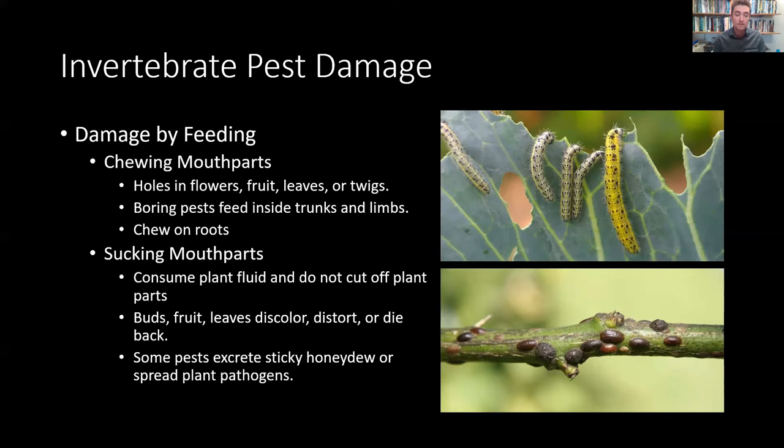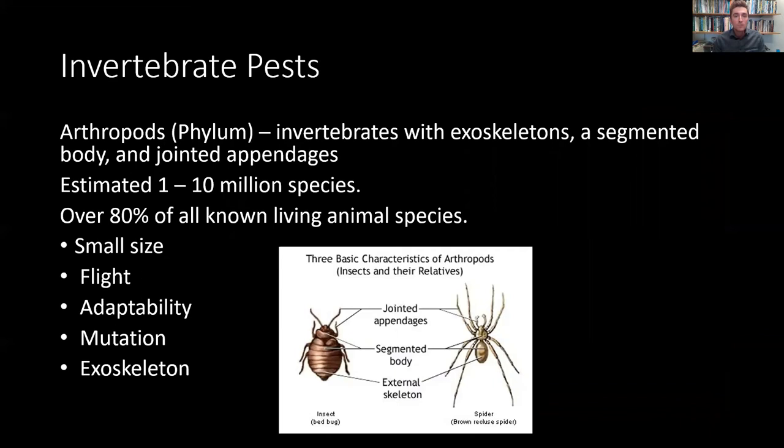Additionally, some pests with sucking mouth parts will excrete a sticky honeydew. That's their waste product coming from out of the plant. And that honeydew will be a place for other pathogens like sooty mold to attach. It's also what the ants are interested in when they bring the scale or the mealybugs or the aphids to your plant. And finally, some of the pests with sucking mouth parts will actually spread pathogens. They will be a vector for introducing new diseases. So let's talk about these invertebrates in greater detail and understand their morphology and their life cycle.